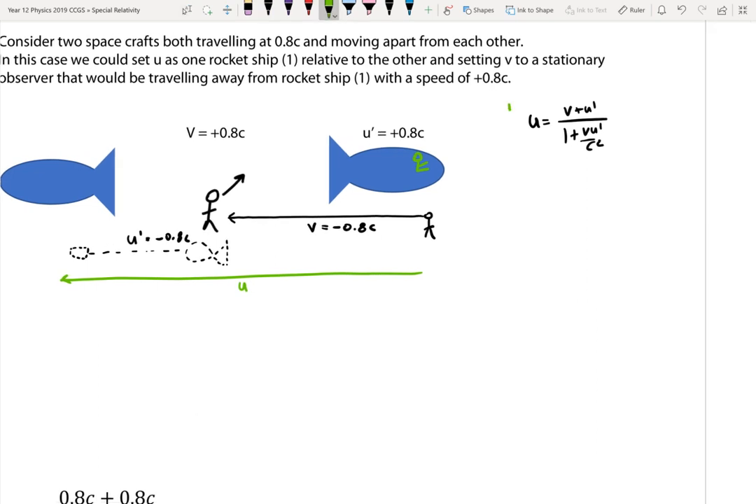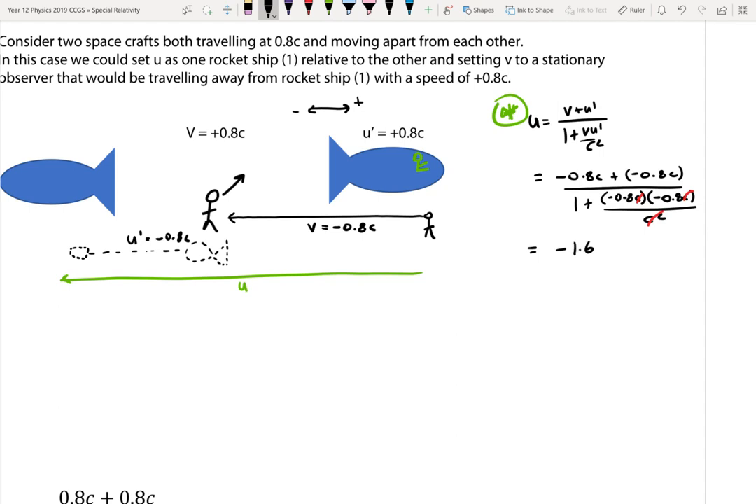So, this is from the stick figure's frame of reference. Let's quickly solve. I put a negative down there because I've assigned that right is positive and left is negative. So let's throw everything in. Negative 0.8c plus negative 0.8c over, got to keep my negatives. Now all the c squareds cancel. Let's rewrite this. The classical addition would be negative 1.6c.